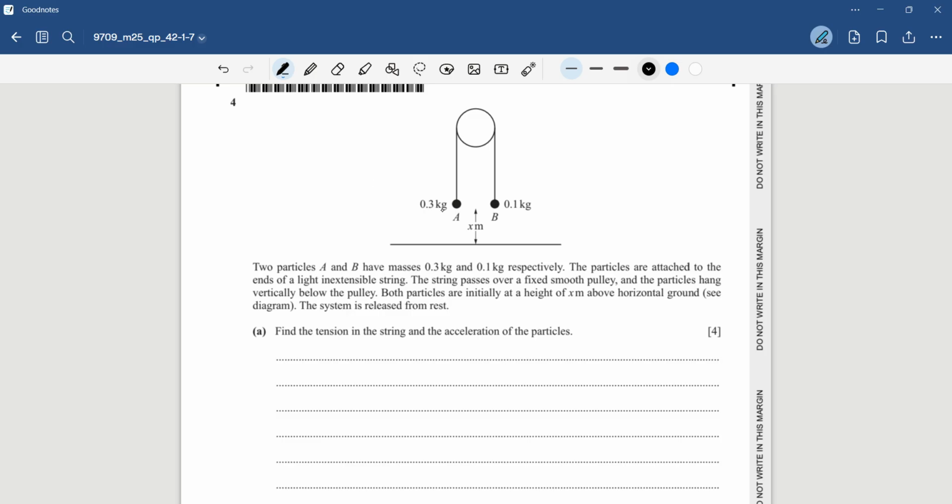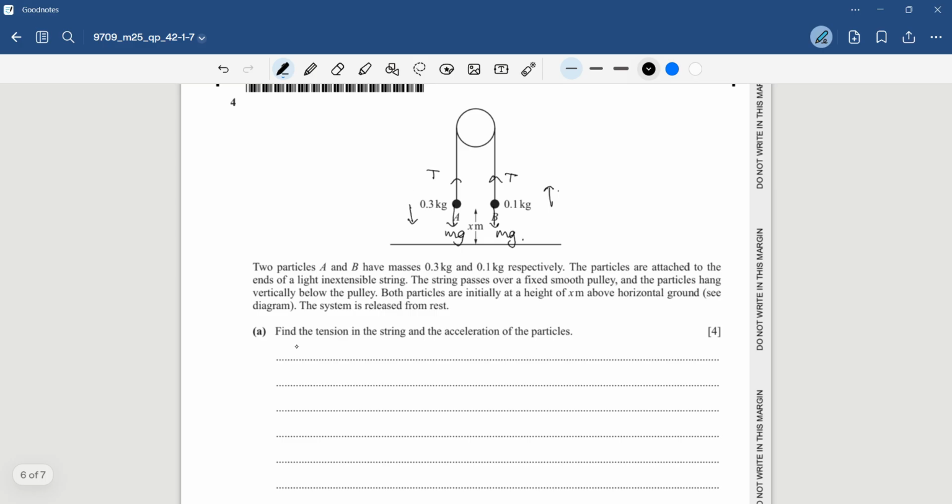Since they are released from rest, this object is heavier than this object. So A is heavier than B. So A will go down and B will go up. Since A is going down, for A the downward direction is positive and upward is negative. And for B, upward is positive and downward is negative. From here you can say here will be your weight mg and here will be T. Similarly, T and mg.